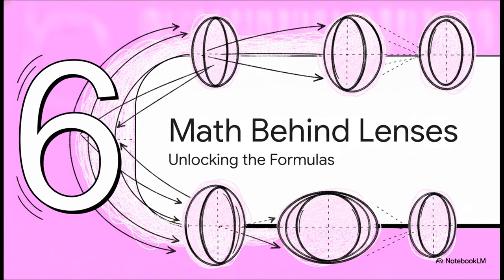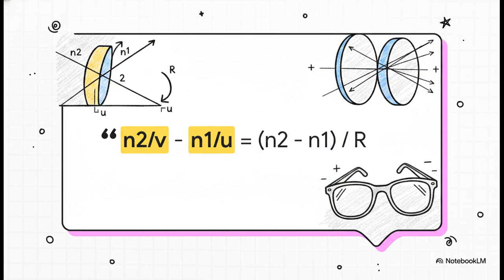All right, final stretch. Section 6. The math behind lenses. Unlocking the formulas. We've seen it, we've drawn it, now let's ground it in some math. Don't let these letters freak you out, it's honestly just a recipe. This formula links together the density of your 2 materials, like air, which is N1, and glass, N2, with the object's distance, the image's distance, and the radius of your curve.